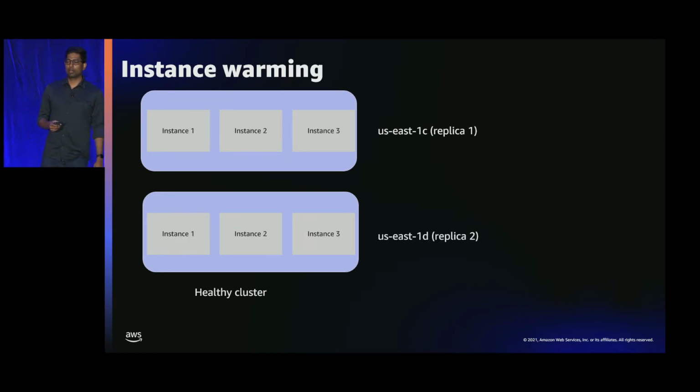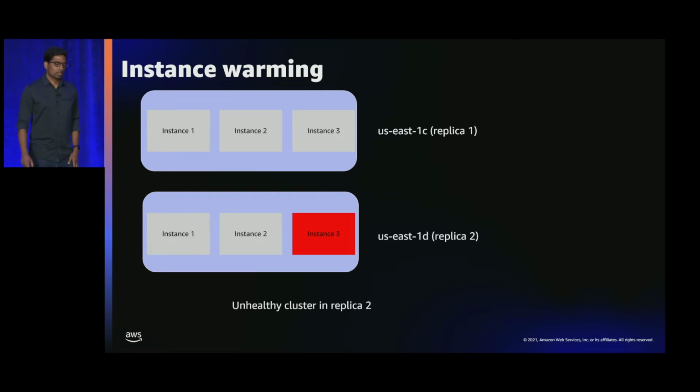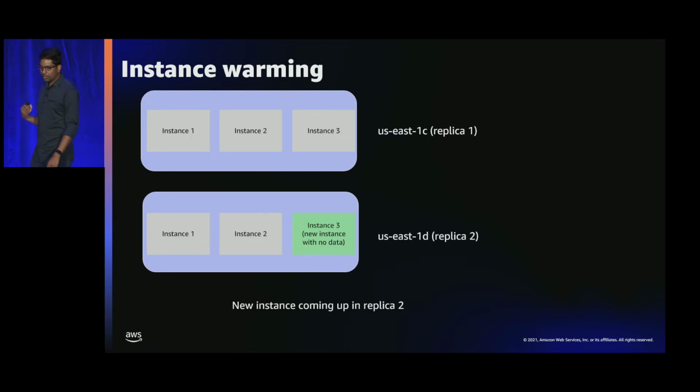So here we are looking at the US East region. For the sake of this discussion, I'm just taking two availability zones, 1C and 1D. And in each of these availability zones, we have 3 instances each. And this cluster is healthy, so reads and writes are served by both the replicas. So let's say in replica 2, or in US East 1D, one of the instances has gone down. So a brand new instance comes up in its place with empty data.